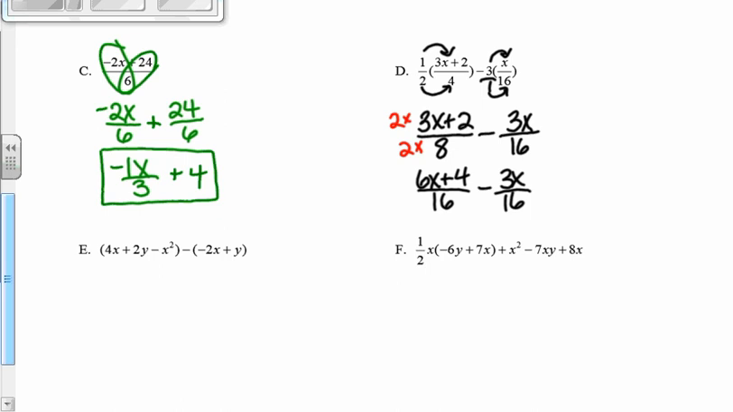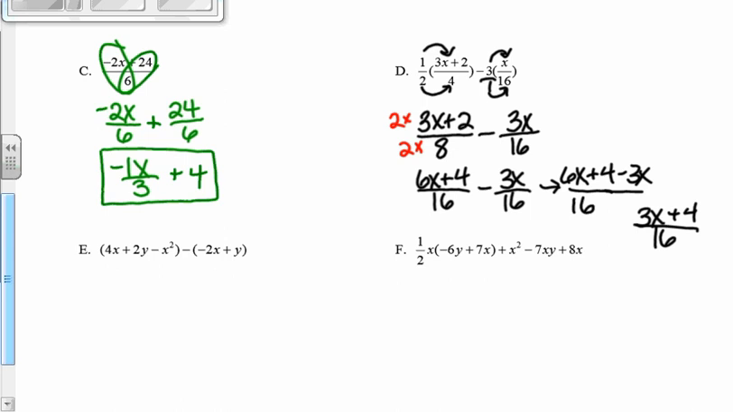And now I can combine these. So I can write this as one single fraction all over 16. So I have 6x plus 4 minus 3x. And then I can combine the x's in the numerator, which would give me 3x, 6x minus 3x is 3x, plus 4 over 16.